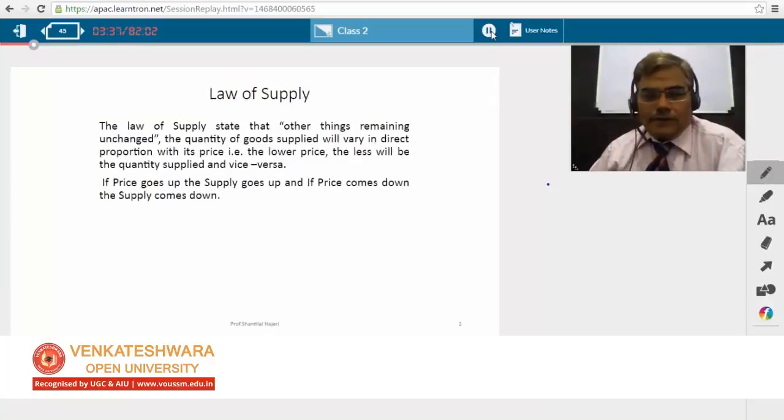So just like the law of demand, there is also a law of supply. And the law of supply is exactly the opposite of the law of demand. Because in the law of demand we have seen that if the price goes up, the demand goes down. But it is the opposite in the case of the law of supply.